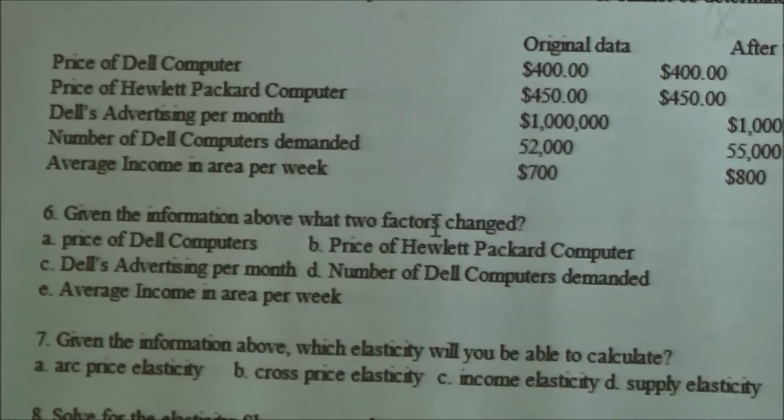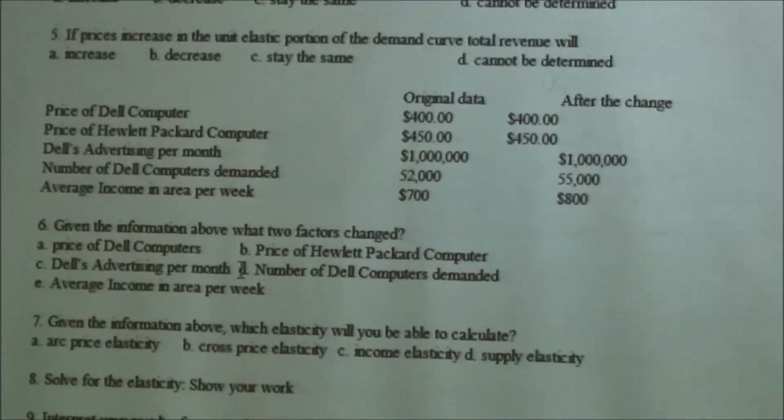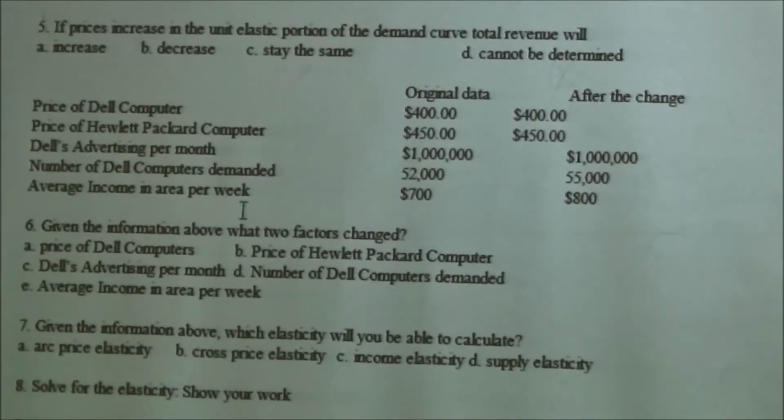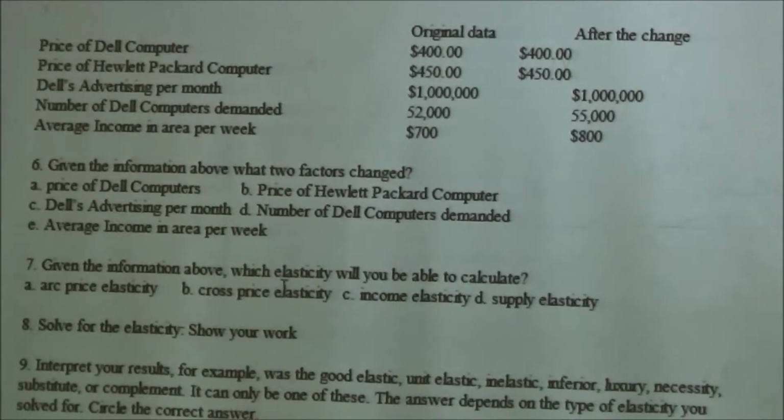Number 6, given the information above, what 2 factors changed? The number of Dell computers changed, that would be D, and then income changed, and that would be E. So you have income changing and Q changing, so that would be the information you need to do income elasticity. So the answer to number 7 is income elasticity.